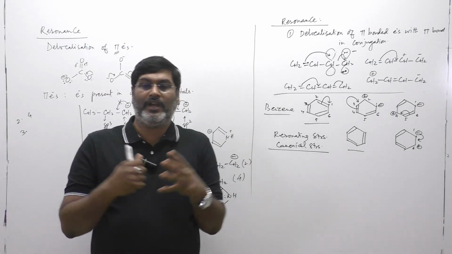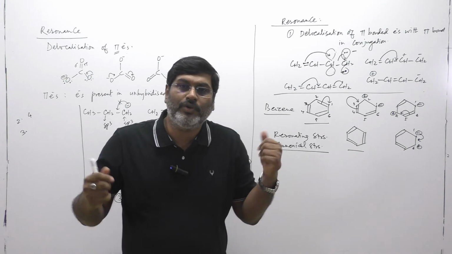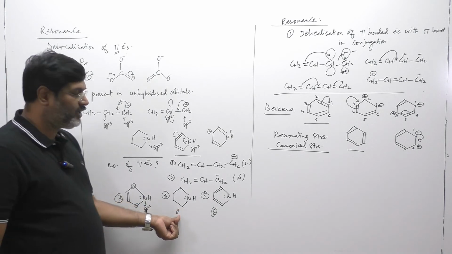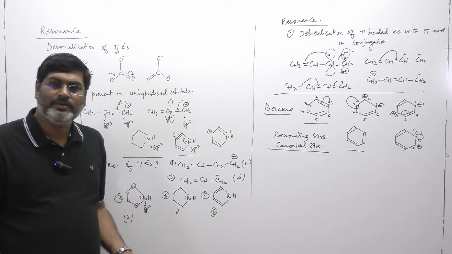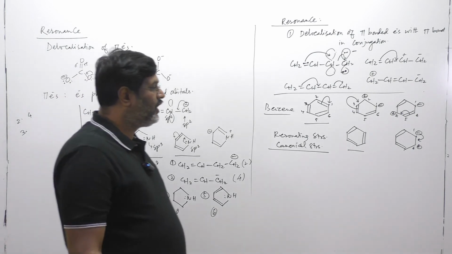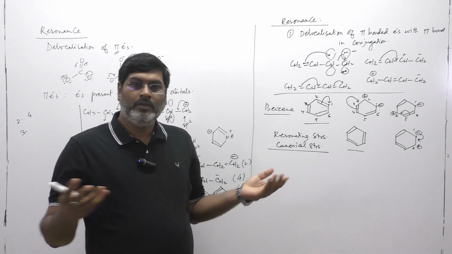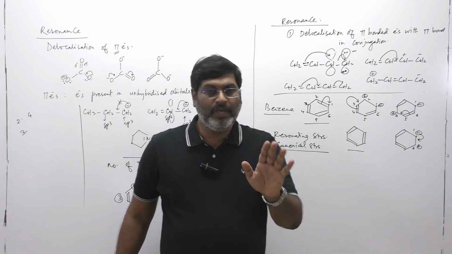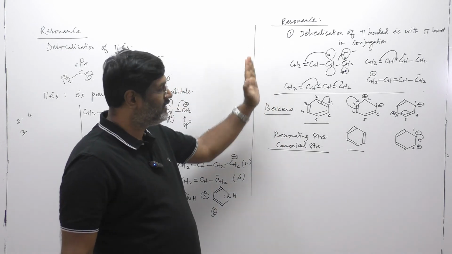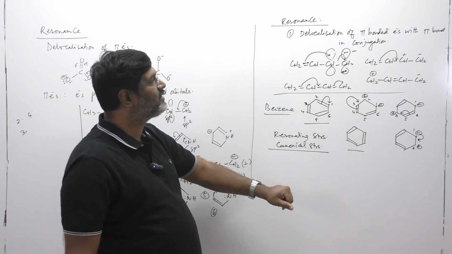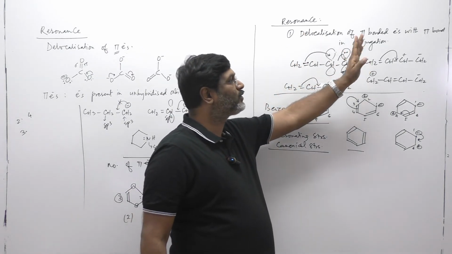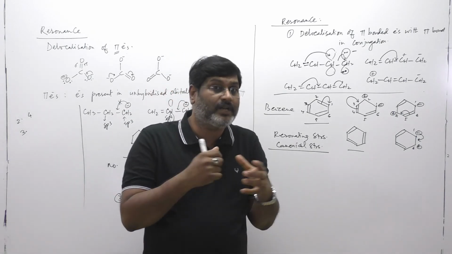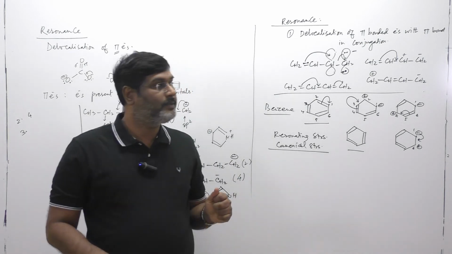If there are no vacant orbitals, then there is no resonance. That we only explained now. In this case, you see, no vacant orbital, no resonance. You cannot expect resonance in a case where you don't have vacant orbitals or something. This is one class of delocalization. I am going to discuss another class of delocalization: delocalization of pi bonded electrons with a pi bond in conjugation. This is one. Just wait for the other type.